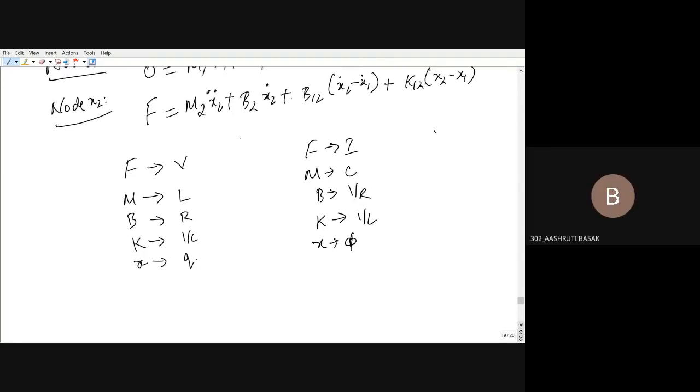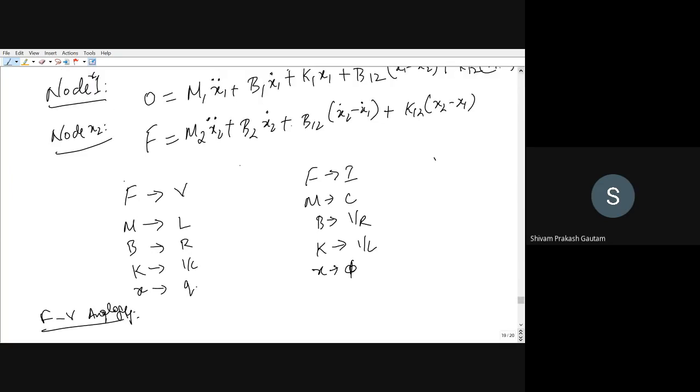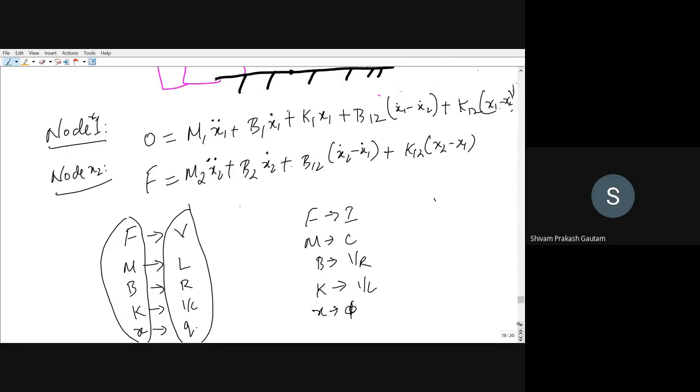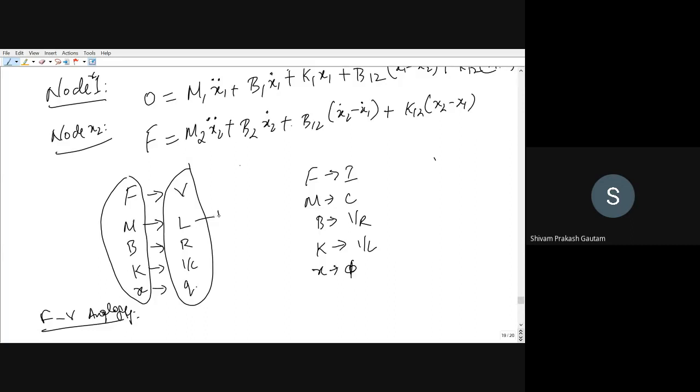Now first we will do the force-voltage analogy. What we will do is substitute all of these things by their equivalents. Wherever you find M1 in equation 1, M1 will be replaced by L1. X1 will be replaced by Q1. Are you getting my point? Force is replaced by what? Voltage.